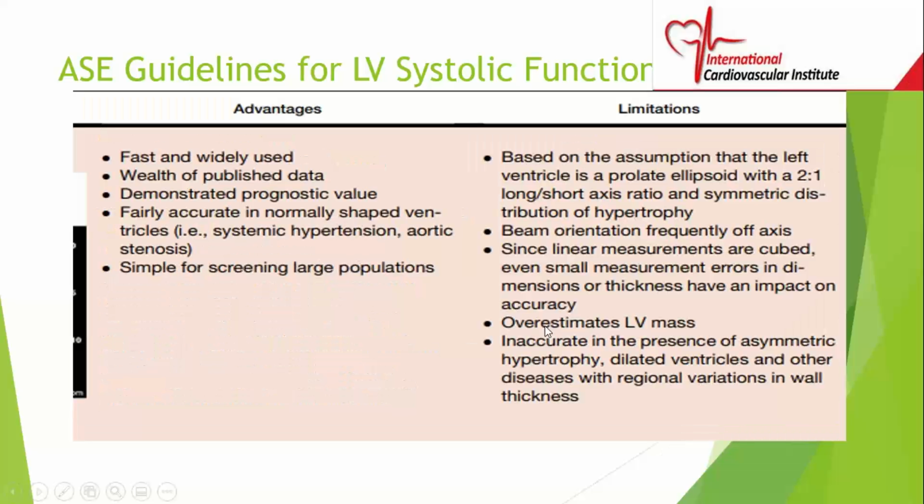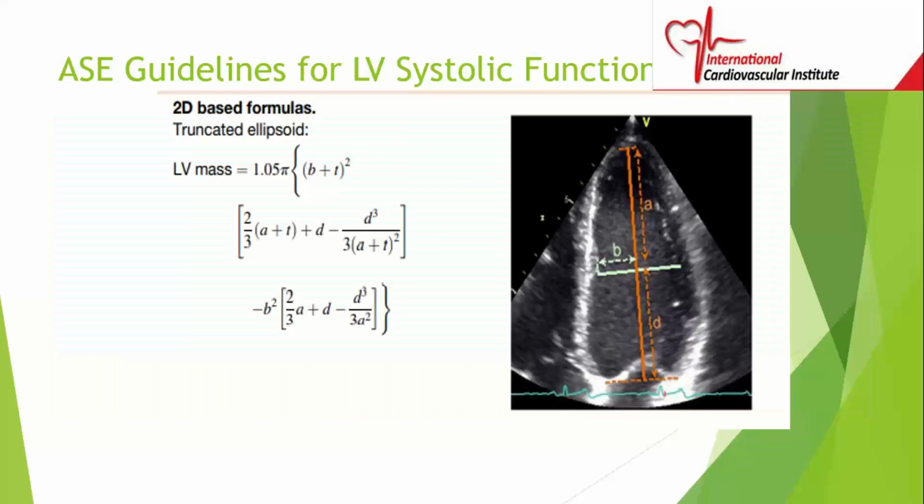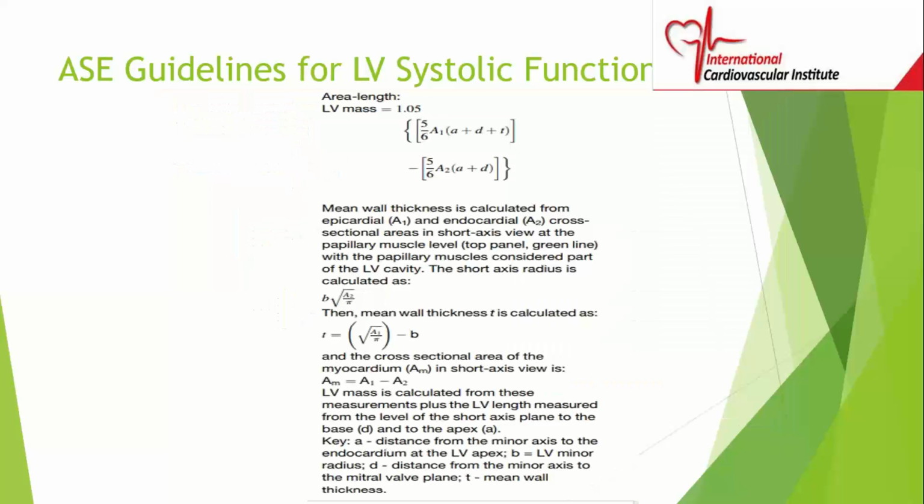That's one method. Okay, it's fast, widely used, well-published data. You can do M-mode. You can do the 2D. So this is how you measure the septum. We went over measuring the septum, LV internal dimension, and the posterior wall. So once you do these measurements, the computer puts it in the equation and you'll get the LV mass. There are other methods for LV mass. The one I showed you before is probably the most common one.